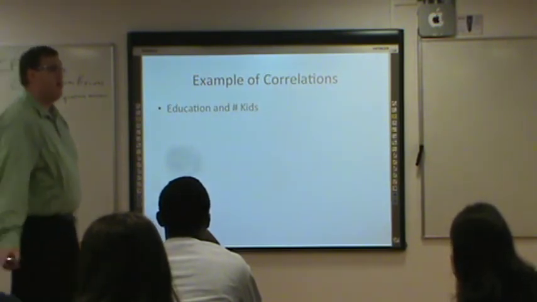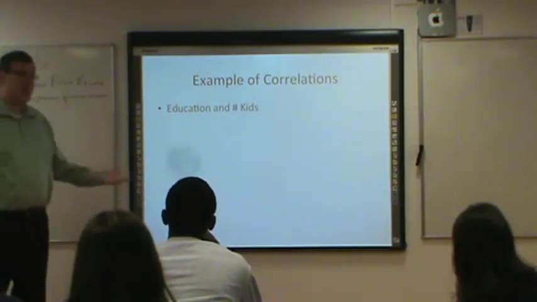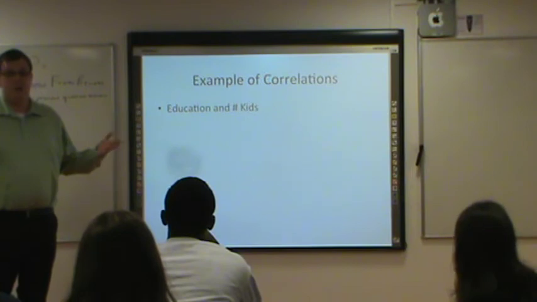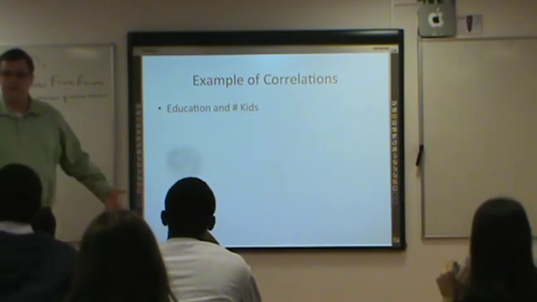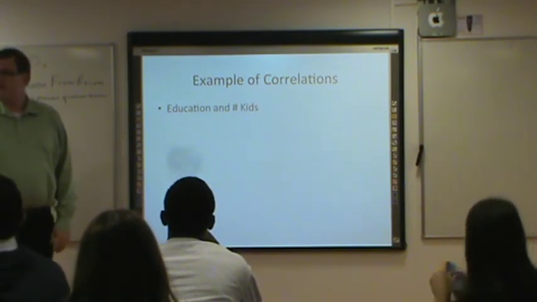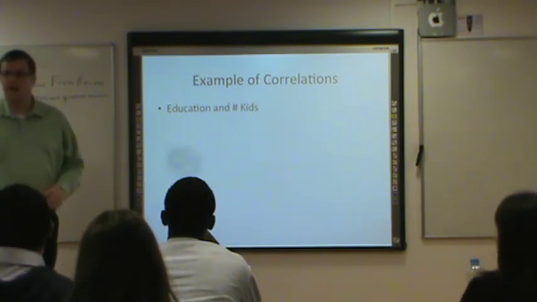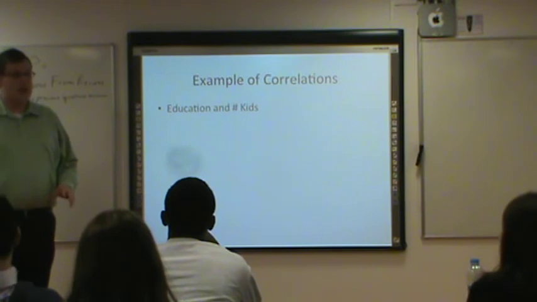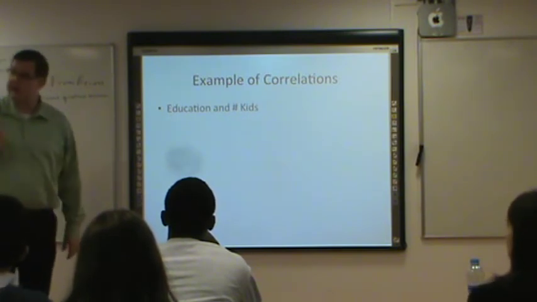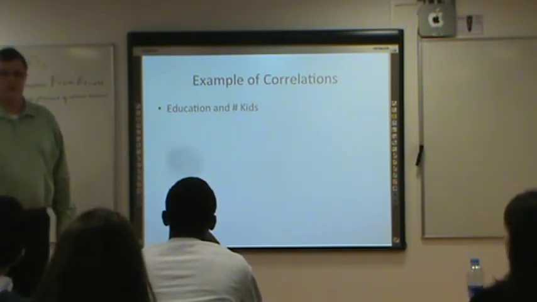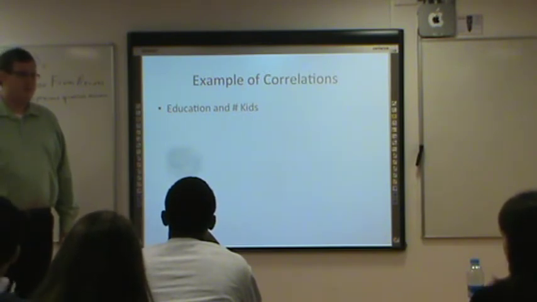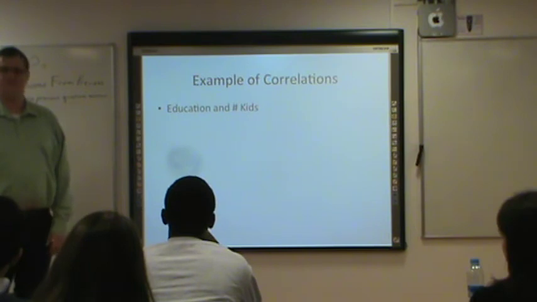So, examples of correlations. Imagine education and kids. As people become more educated, what happens to the number of kids that they have? Yeah, the more educated people get, the fewer kids they have. Is this a positive or a negative correlation? It's a negative relation. The more education, the fewer kids. Is it perfect or imperfect? We have to see the data. Yes.